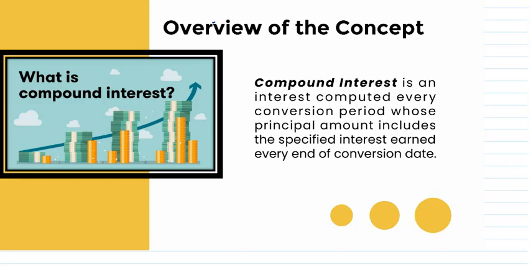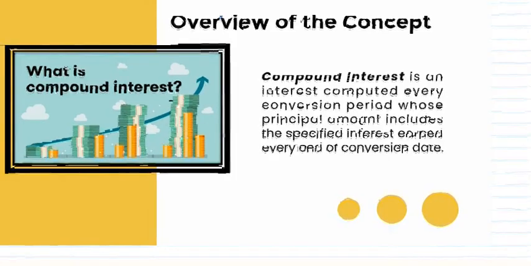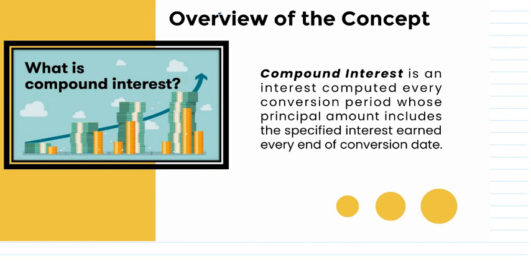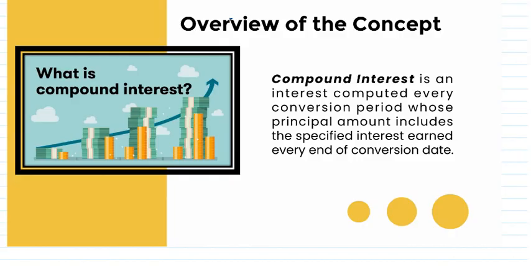So yung compound interest is an interest computed every conversion period whose principal amount includes the specified interest earned every end of conversion date. So basically, it's still using the idea of interest. It's just that this is done multiple times in specific years or in every conversion date. So for this case, may nakita conversion period or number of times where our value would be compounded. So for this case, no, we have also definition of terms involving this.